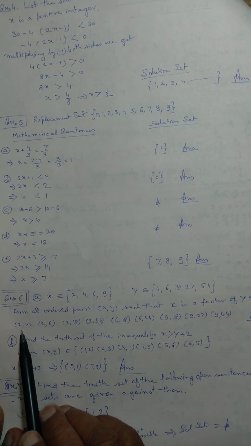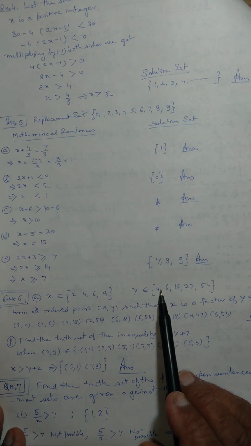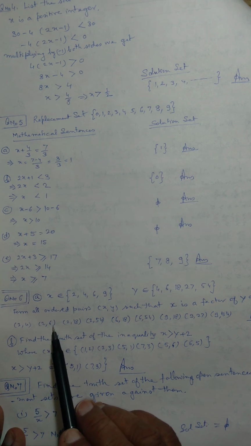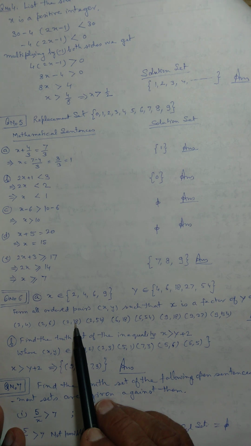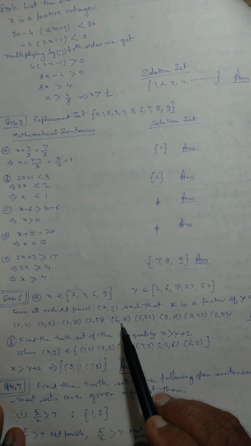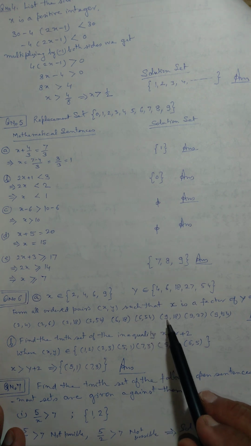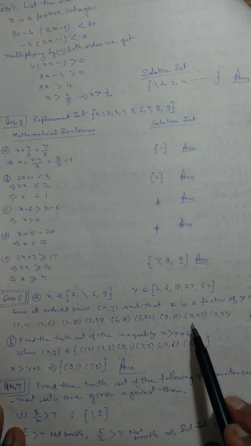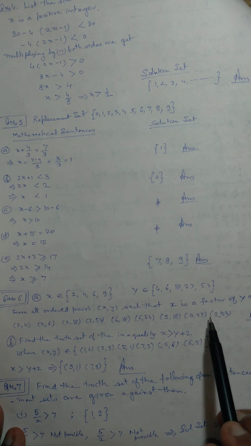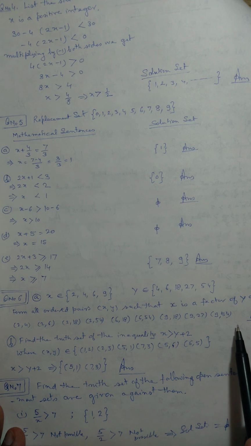So you see, 2 from x, 4 from y. So 2, 4, 2, 6, 2, 18, 2, 54, 6, 18, 6, 54, 9, 18, 9, 27, 9, 54. These are the answers of question number 6A part.